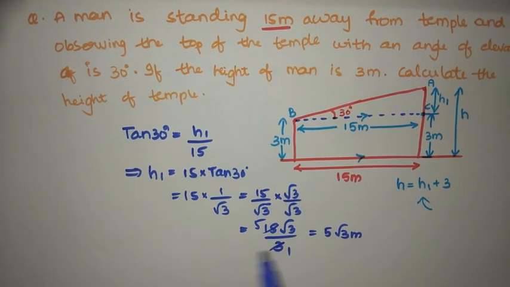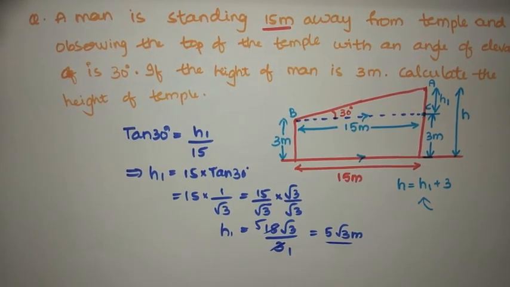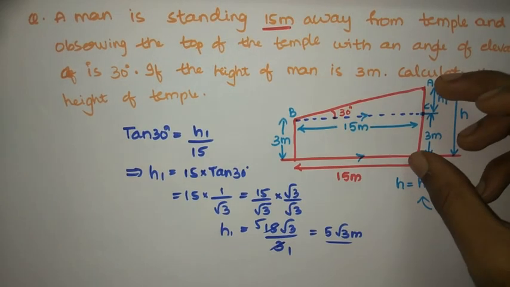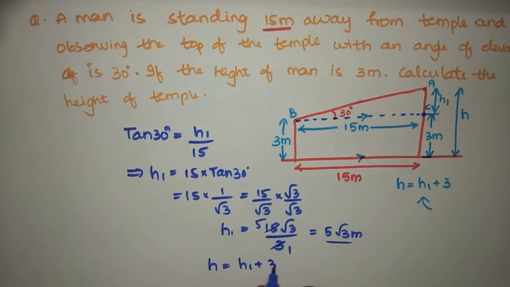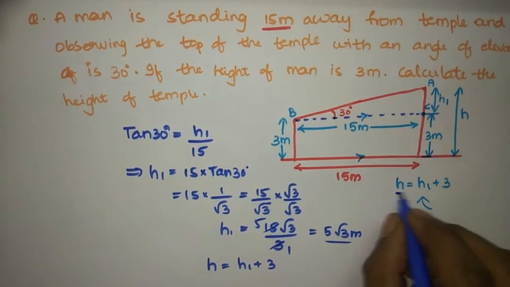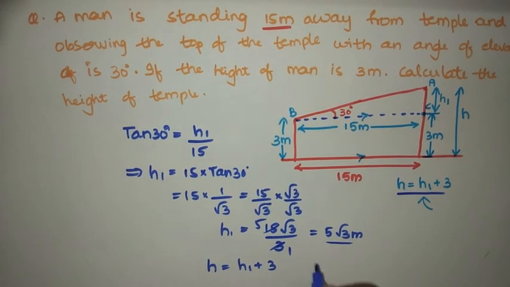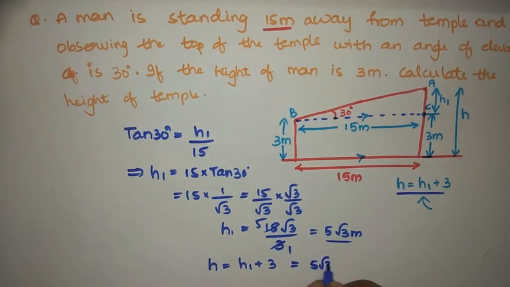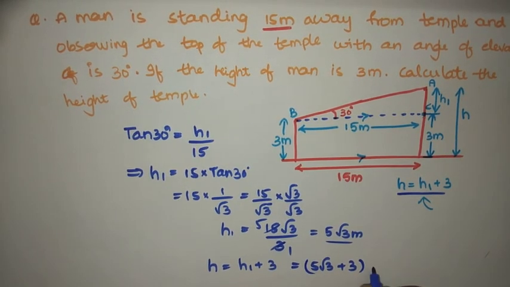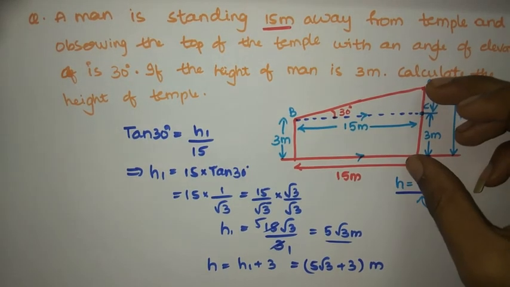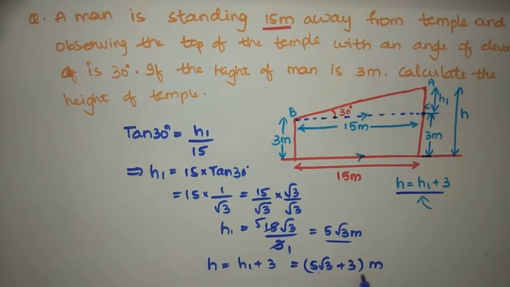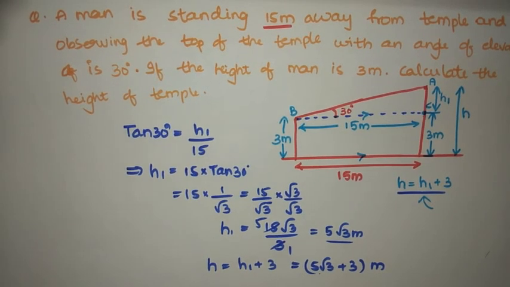This H1 is equal to 5 root 3, but we need the total height, right? So total height h is equal to H1 plus 3. You can clearly see from the diagram also. So this is equal to 5 root 3 plus 3 meters. Therefore the total height of the temple will be 5 root 3 plus 3 meters. This is how you need to solve the problems on applications of trigonometry. Okay, thank you.